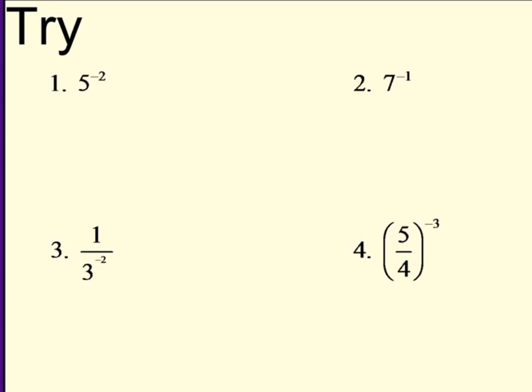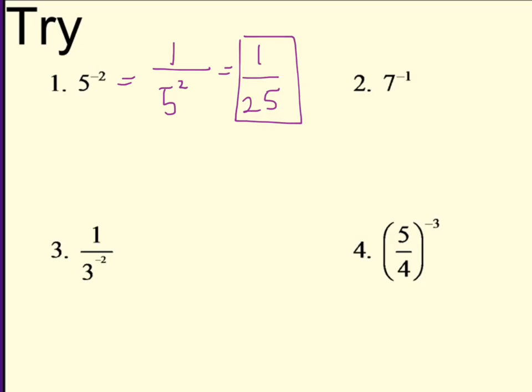Okay, let's try a few practice problems here. If I have 5 to the negative 2, our rule is make a unit fraction and raise that to the positive exponent. Since I can evaluate 5 squared, that's 1 over 25. Okay, 7 to the negative first power. So remember, that would be a unit fraction. I put 7 to the positive first power in the denominator, and then I can evaluate that. 1 over 7 to the first power is 1 over 7.